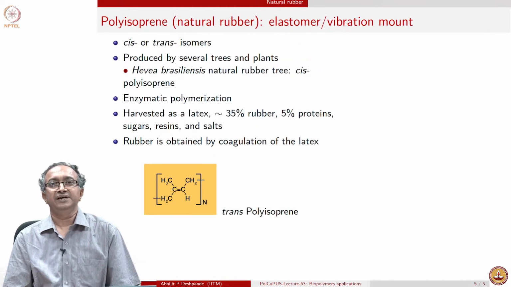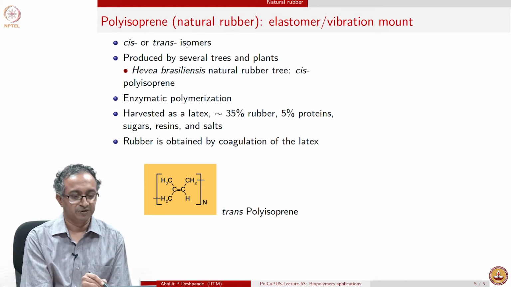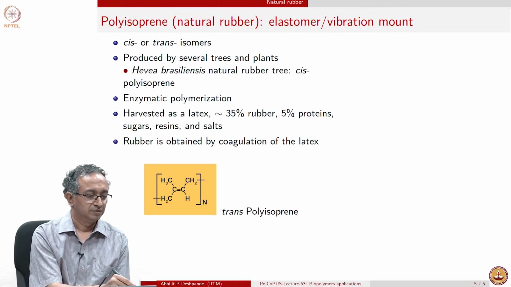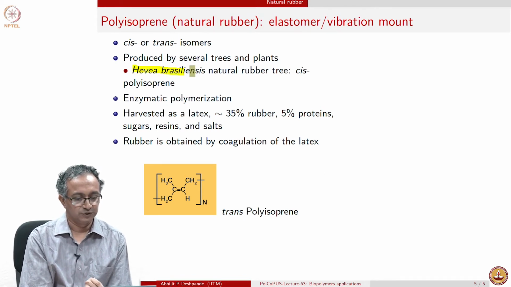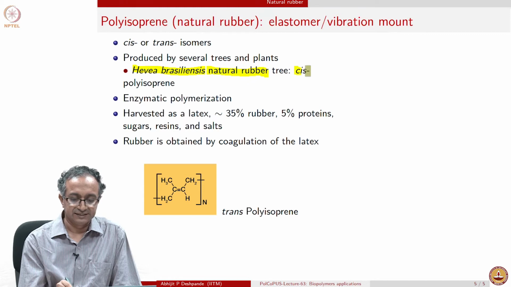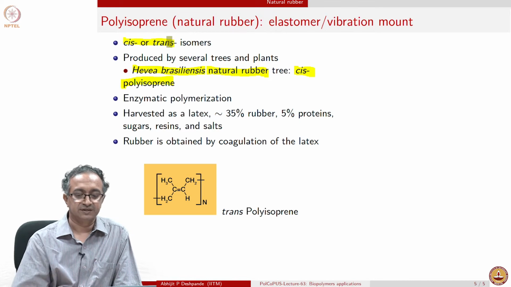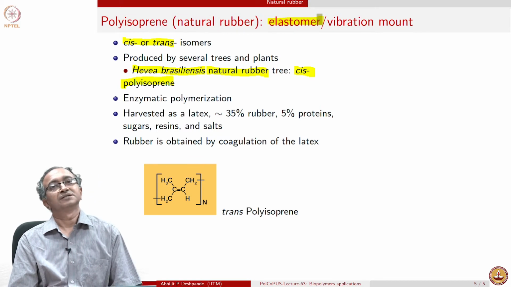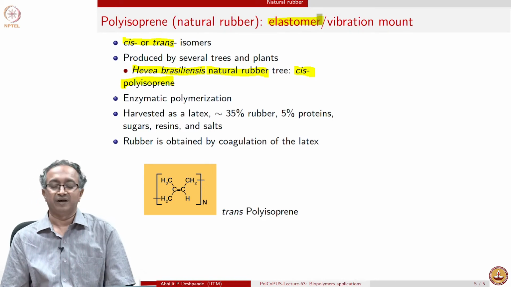Let us continue our journey and look at another example of a natural polymer. In this case, this is from a tree. Several trees are producers of gums and natural rubber, and the most common that we use is the natural rubber tree, and this is an example of a cis polyisoprene. So, cis and trans isomers are possible. The application of natural rubber is elastomeric, something which stretches, and when you release it, it comes back. So, that is an elastic rubber band kind of an application.